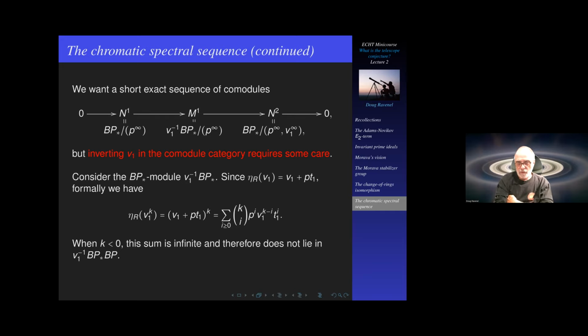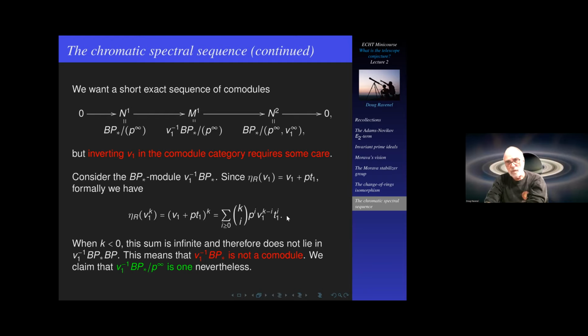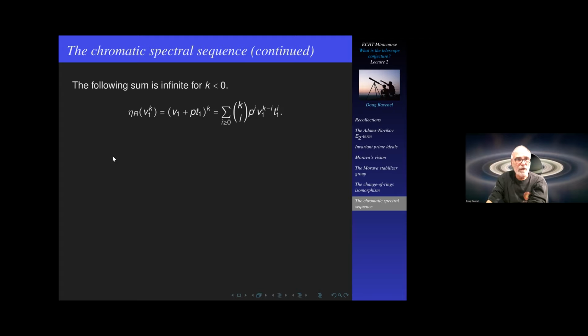So this expression doesn't live in BP star BP. That means that v1 inverse of BP star isn't a comodule. That's why this is tricky. However, we claim that if instead of doing this on BP star, you do it on BP star mod p infinity, then that is a comodule, even though the thing we've just been looking at is not a comodule. So I'm going to explain this point. So here again is our expression.